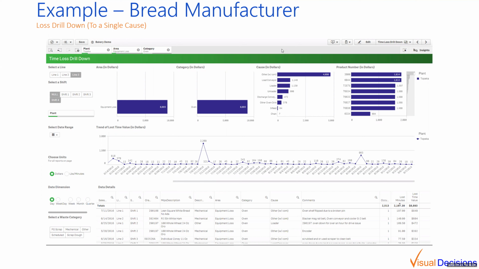And so as we analyzed the information, we found that the oven shelves were flipping due to broken pins on the conveyor. What was happening is that these pins, as they would go through the oven and heat up and then come out of the oven and cool off, over time would fatigue and eventually fail. So once we were aware of the issue and how big it was, it was actually a very simple fix.